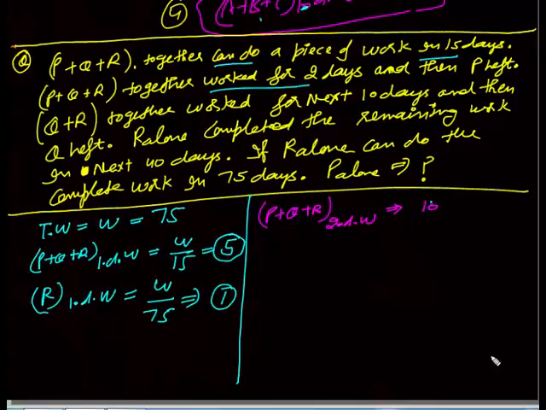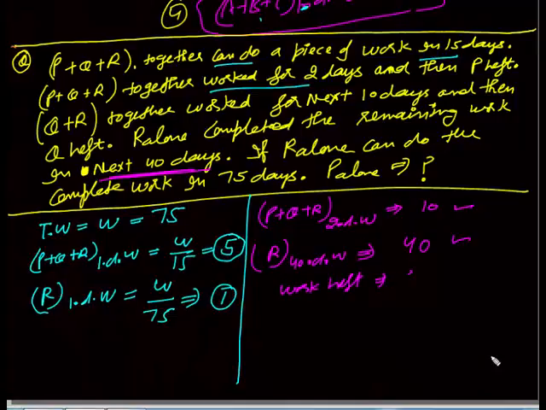Further information given is that R alone completed the remaining work in 40 days. So it means that R alone worked for the next 40 days. So R's 40 days work would be how much? 40 units. So total work done by these two is 50 units. What is the work left? Work left is 25 units, because 50 is done.